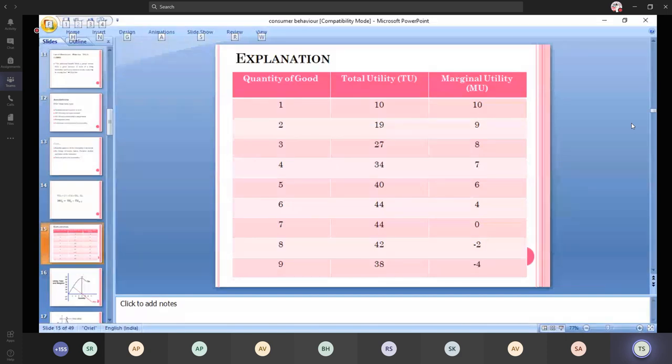Likewise, for the fifth unit, the total utility was 40 in our example. So that 40 utils includes the satisfaction of the first, second, third, fourth and fifth commodity. So it includes 10 plus 9 plus 8 plus 7 plus 6 is equal to 40 utils of satisfaction. So for the fifth unit alone, it's 40 minus 34. So 6 utils of satisfaction is considered as the marginal utility for that commodity.